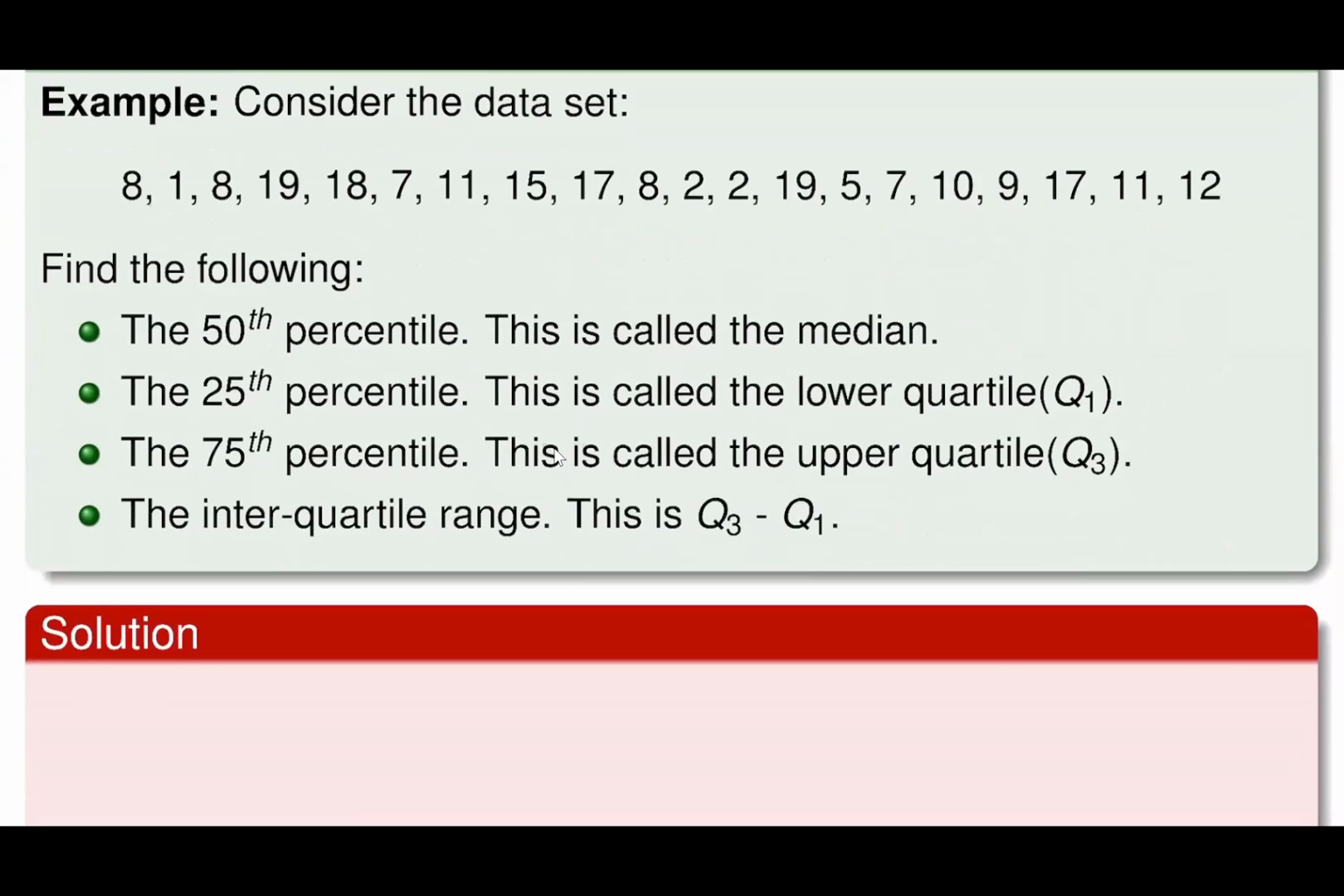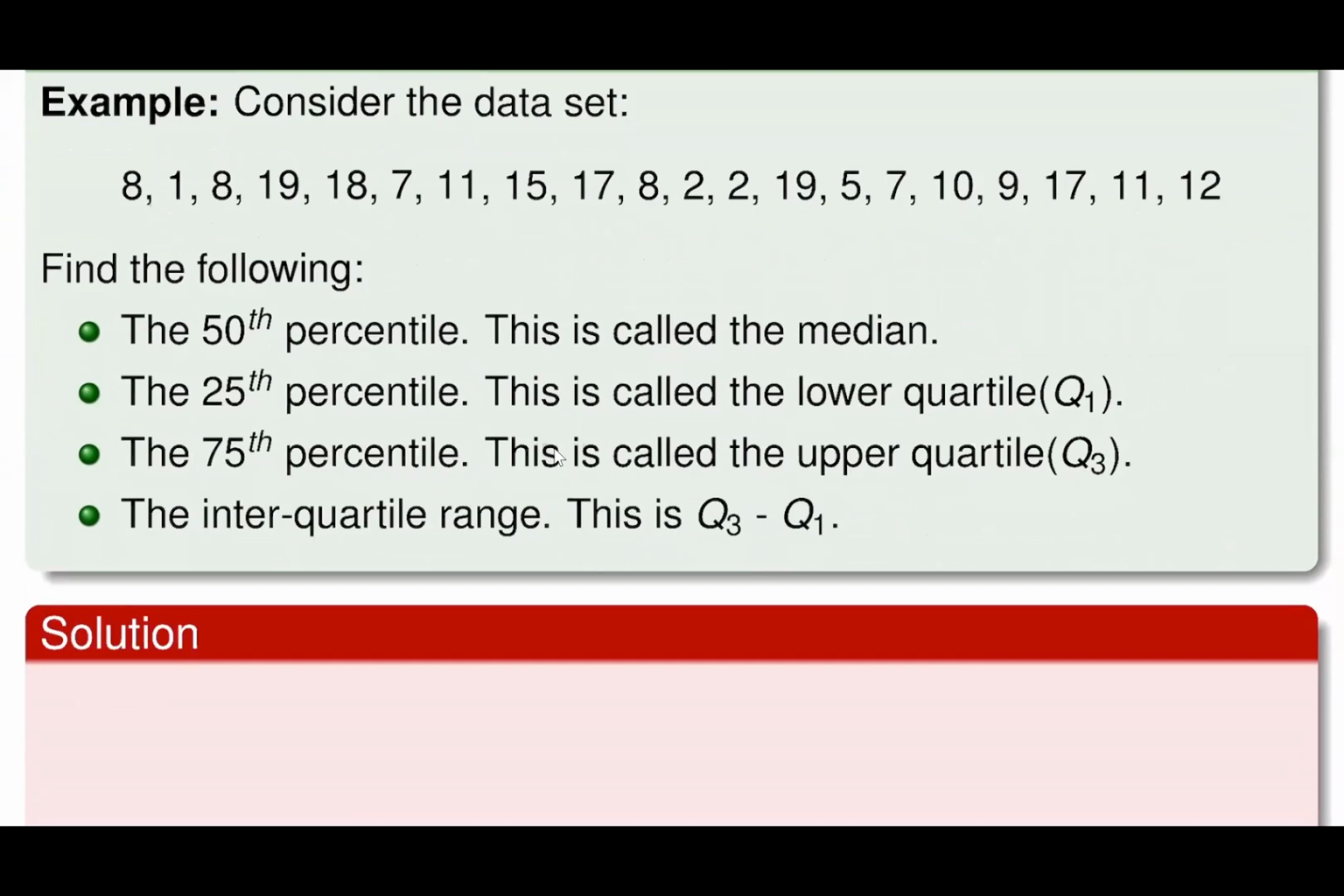All right, so here is our data set. What we want to do is find the median, find quartile 1, find quartile 3, and also find the interquartile range. The first step that you want to do is arrange them from lowest to highest.